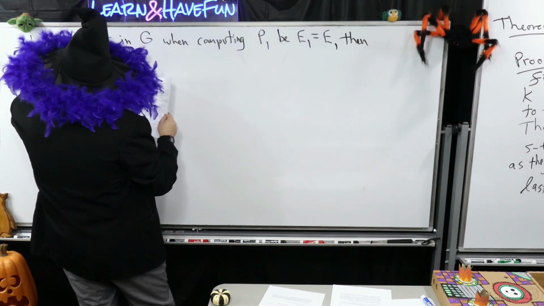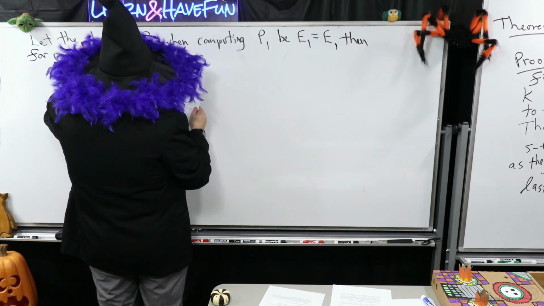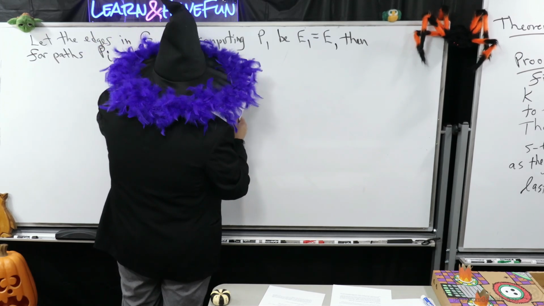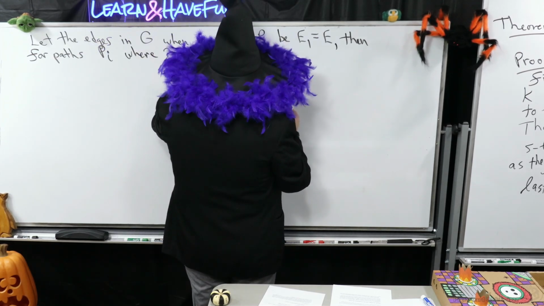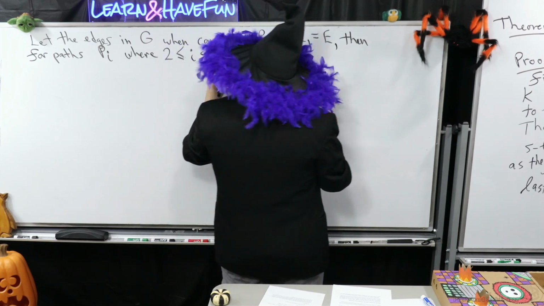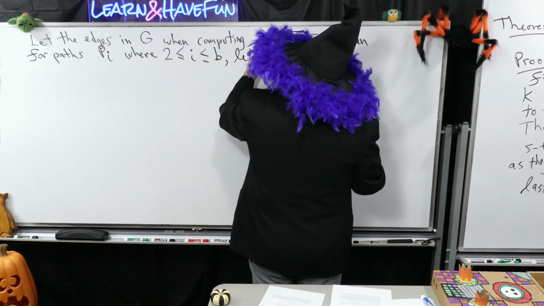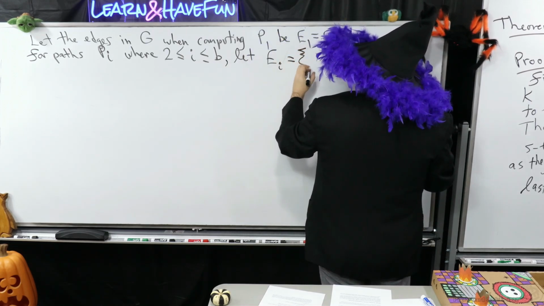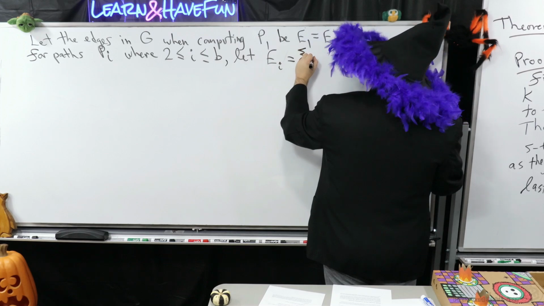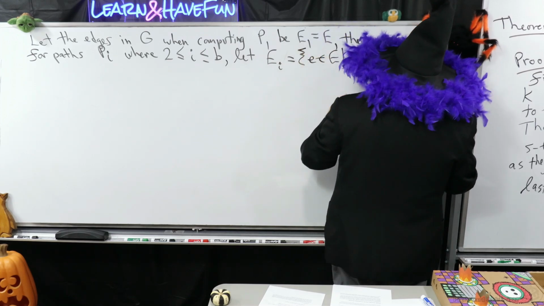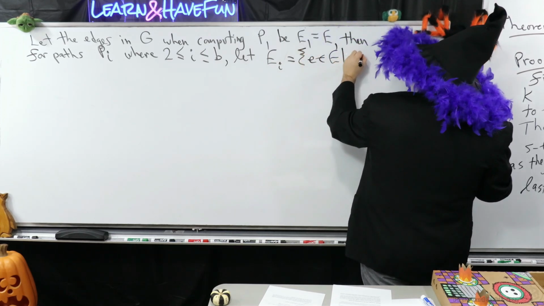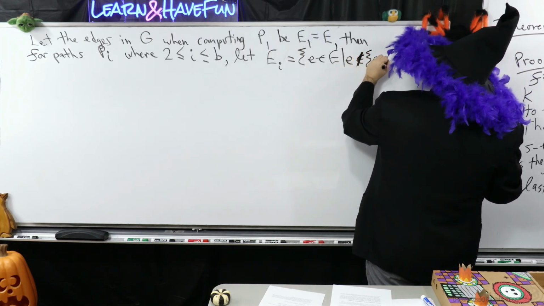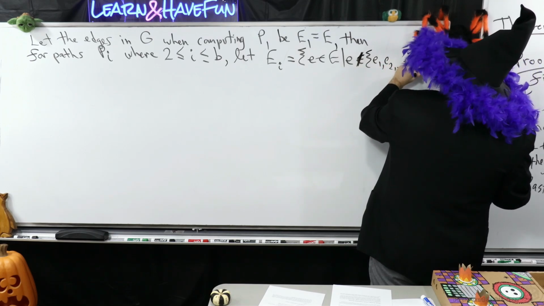Then, for paths Pi, where 2 is less than or equal to i is less than or equal to B, let Ei, so remember these are going to be the set of edges that I'm using to compute that shortest ST path at that time for that path, be the set of edges in E such that e is not in e1, e2, all the way up to e_{i-1}.